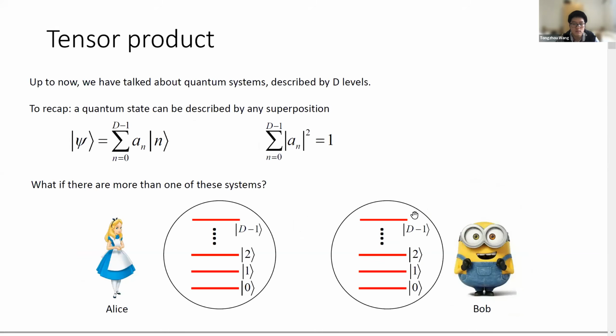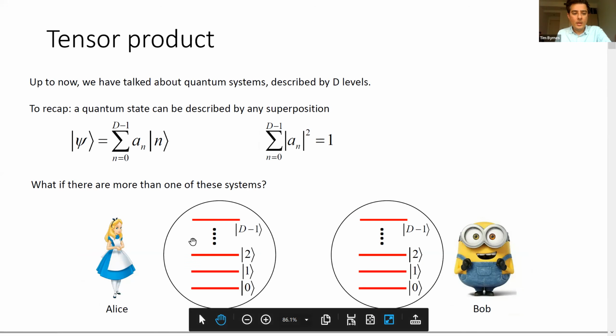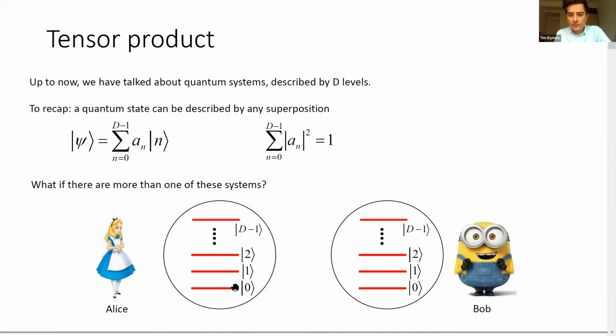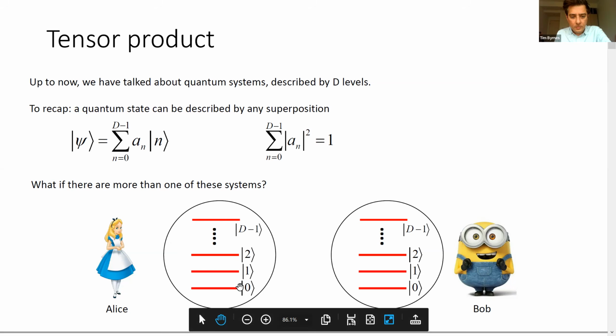All right. So this was the situation that we had before. Each of these people, Alice and Bob, they have a D-level system, and now Alice and Bob each has one of these. And basically what we were saying previously, if it was just one of these people, is that the wave function is a superposition of each of these levels in one of them.